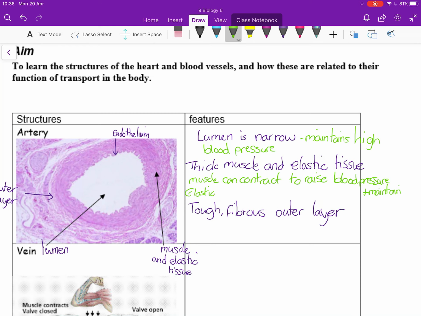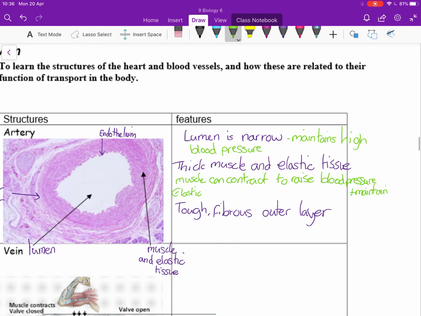And then the elastic tissue, in the same way that an elastic band will stretch and then kind of snap back, it will stretch and recoil. The elastic tissue in an artery does exactly that. So it can stretch as a surge of blood passes into the artery from the heart, and then it can recoil to return the artery back to its original shape.